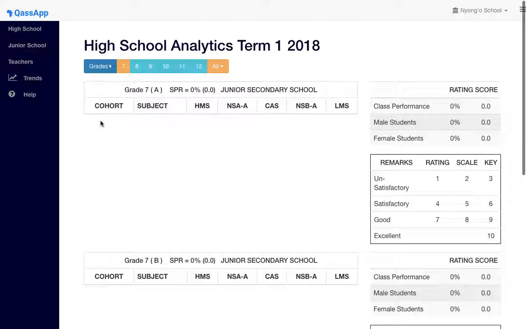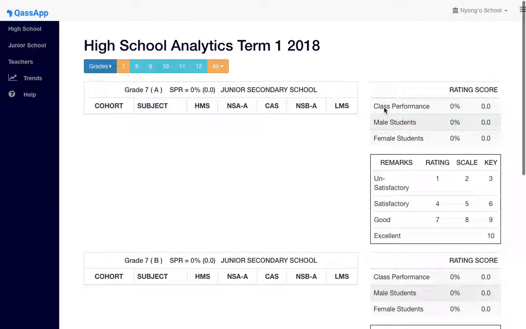So this is the cohort data where it would be the class, the male, and the female, and the subject. And then this means the highest mark scored, the number of students above average, the class average score, the number of students below average, and the lowest mark scored. Right now we're looking at grade 7A. Okay, student performance rating is what's the average grade for this group. Okay, there's no data, so it's 0.